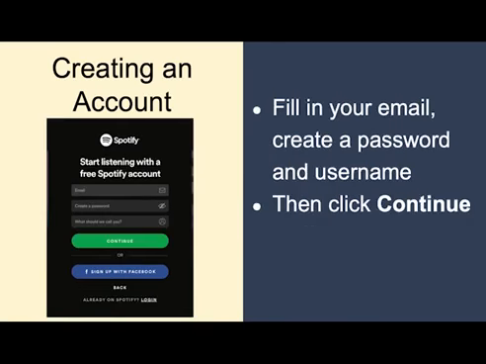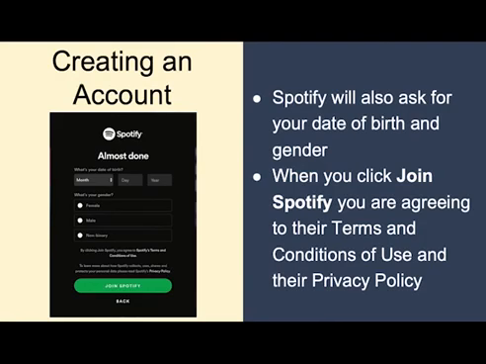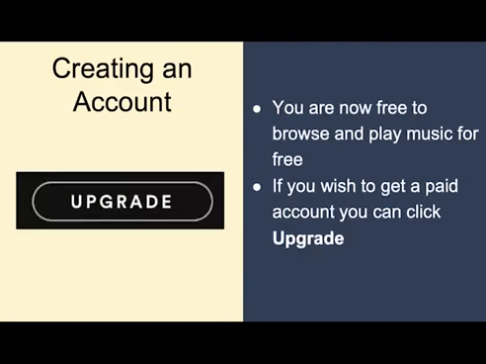Next, you'll fill in your email and create a password and username. Pretty straightforward. And then you'll click continue. After that, you will be asked for your date of birth and gender. And then you can click join Spotify. Just so you're aware, when you click join Spotify, you are agreeing to their terms and conditions of use and their privacy policy. Once you create an account, you will see this upgrade button at the top right hand of your screen.